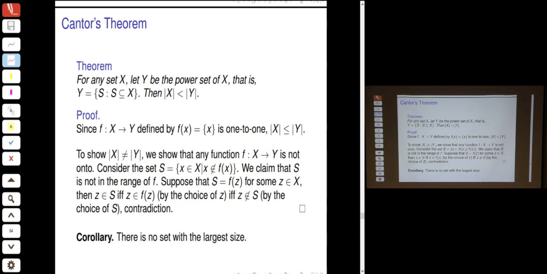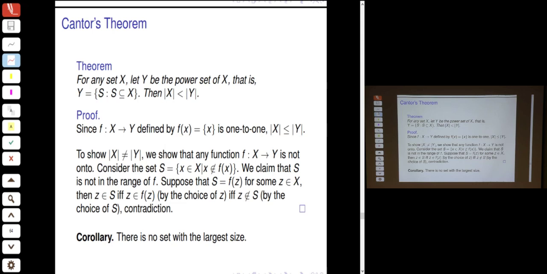Now this is the complicated part. We want to show they cannot have the same size. But those sets are so abstract. How can we show this? I'll convince you that there is some kind of clever diagonal argument inside. So let me read it.